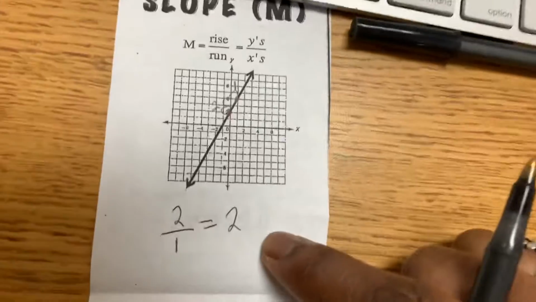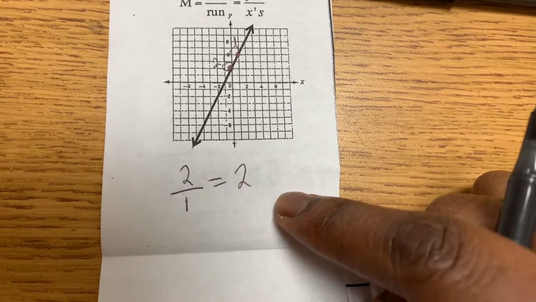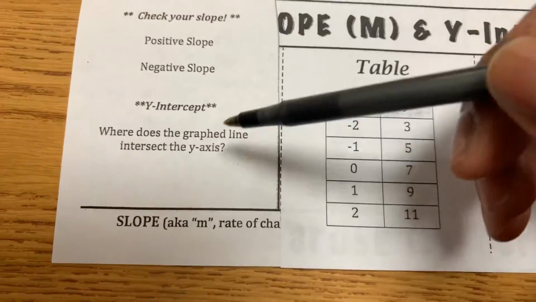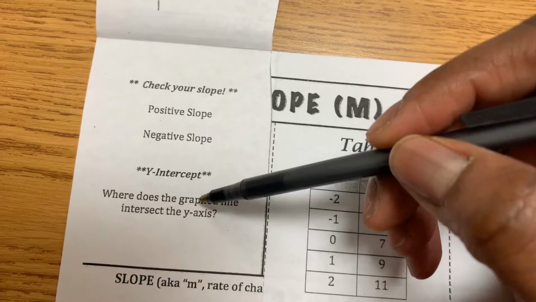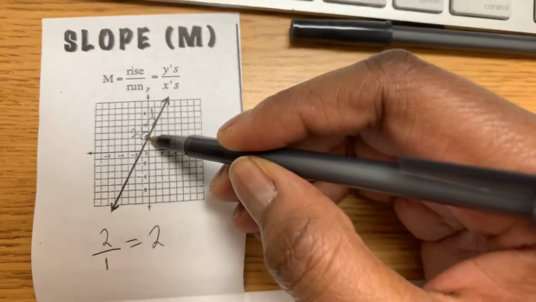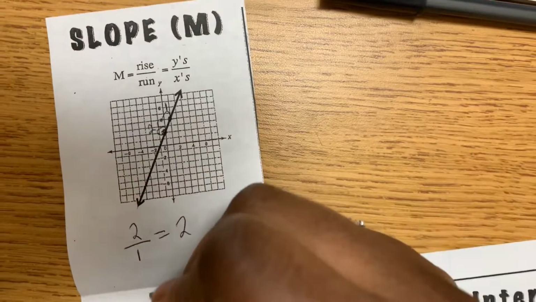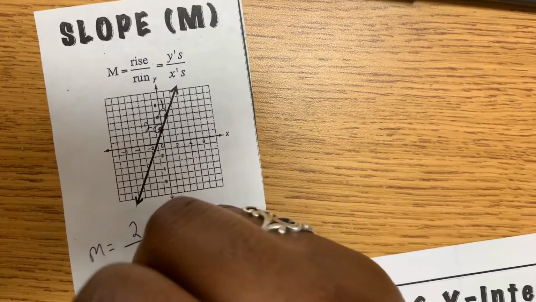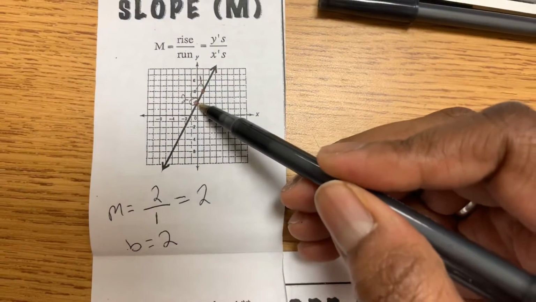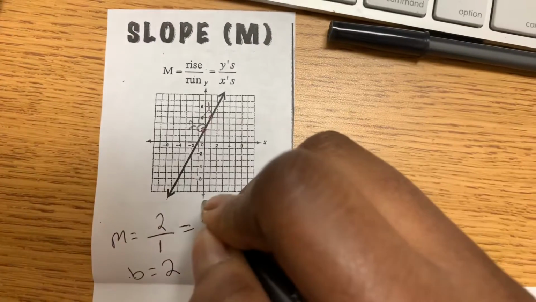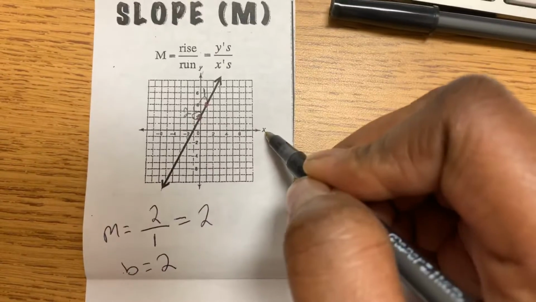Now, your y-intercept is represented by the letter b, and your y-intercept is where your line crosses the y-axis. Down here it says, where does the graph line intersect the y-axis? That represents the y-intercept. It intersects the y-axis at the point 2. So that means, because this is slope, my y-intercept is therefore 2. Pretty simple. The y-intercept is where your line crosses the y-axis, and this is the y-axis, it has a y up there, and this is the x-axis.